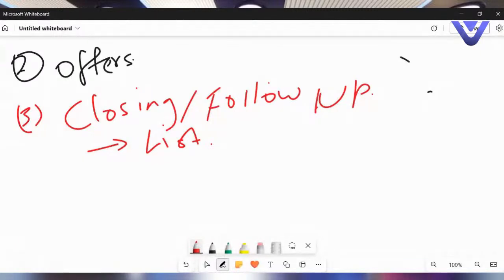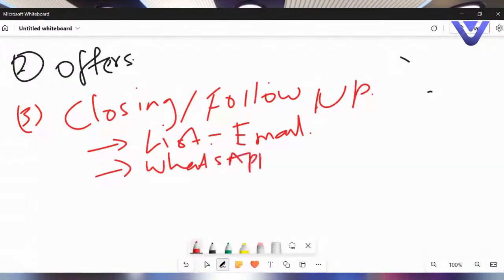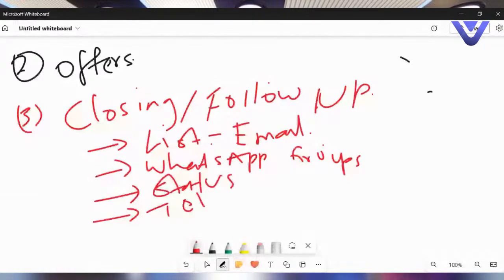There are different ways to do it. One is you can use an email list. Number two, you can use WhatsApp groups. For me, I really like using closed WhatsApp groups, which you can create so that only you can use them. The other thing you can use is WhatsApp status. You can build your community on Telegram. You can also do a Facebook group.